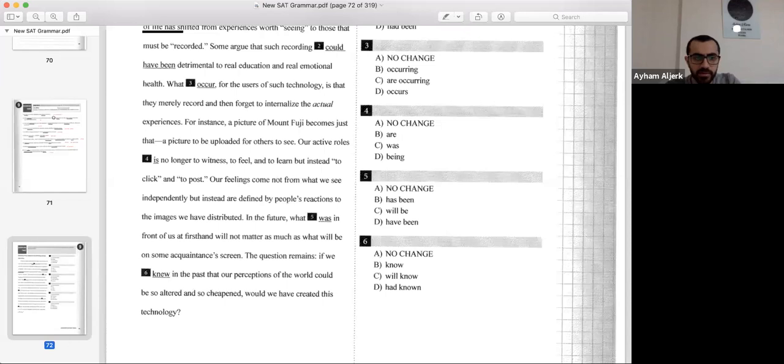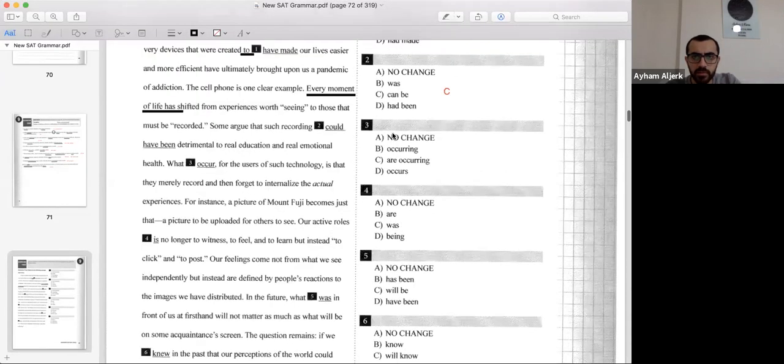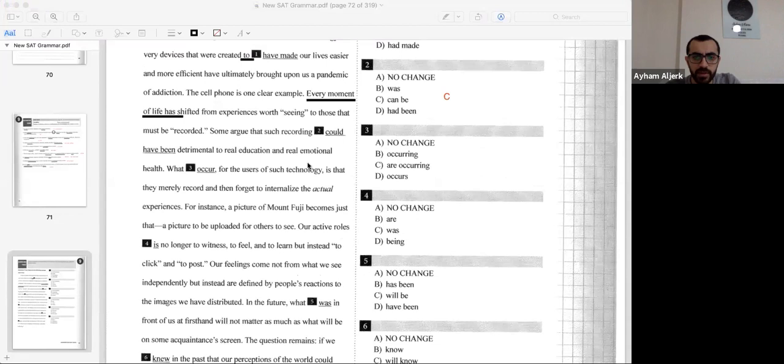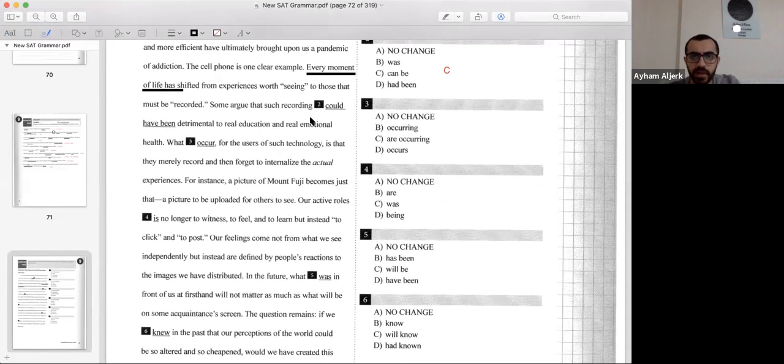Okay, let's do it together. So we finished number 2. Now let's move to number 3. So here we said we have to say can. Such recording can be detrimental to real education and real emotional health. What occur for the users of such technology is that they merely record and then forget, etc.